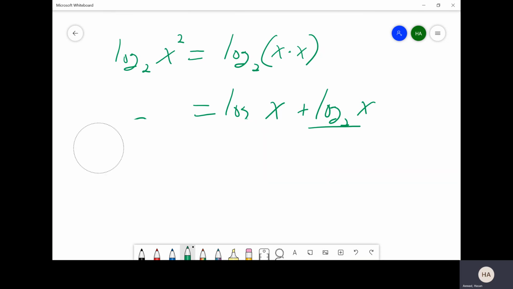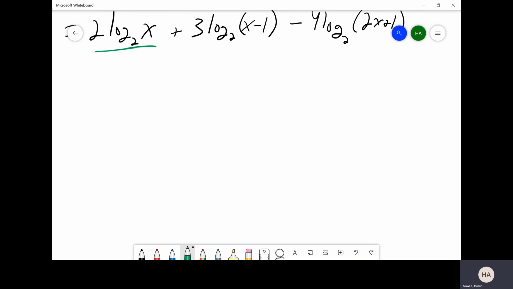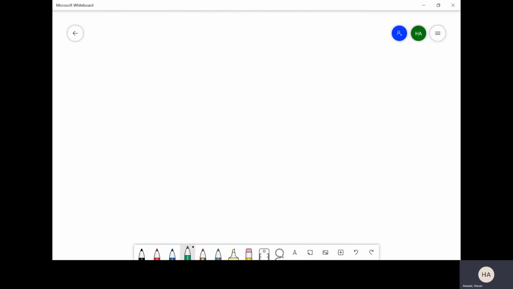Okay, so that's how we work with expanding. Let's do some more expansion together. So occasionally you might be given, and I'm just going to start clearing this off now.